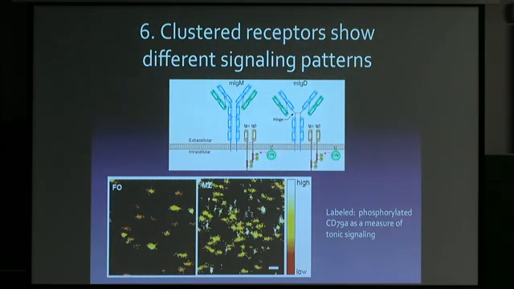Clustered receptors have different signaling patterns. What we're doing here is labeling phosphorylated CD79. This is the business end of the receptor down here. This is CD79A. We have an antibody against phosphorylated CD79A, so this is a measure of the signaling output of the IgM or the IgD. On the follicular cells and the marginal cells, we get different pictures. This is maybe not such a surprising thing because we know that they're differentially organized, but they're different on the two different cells.